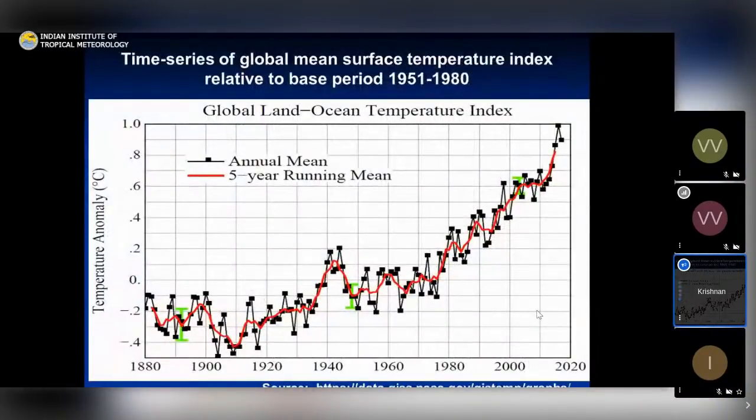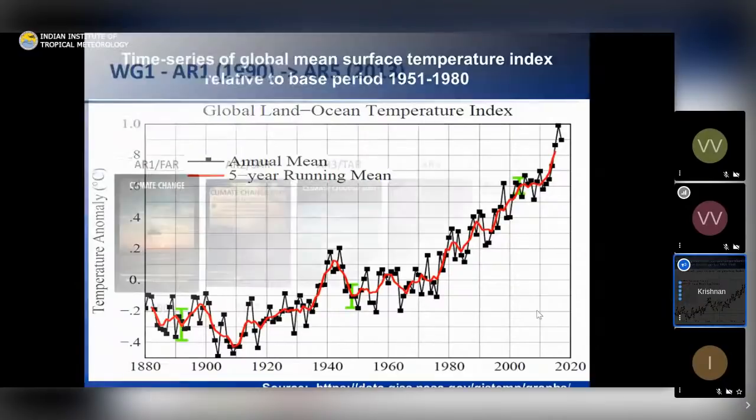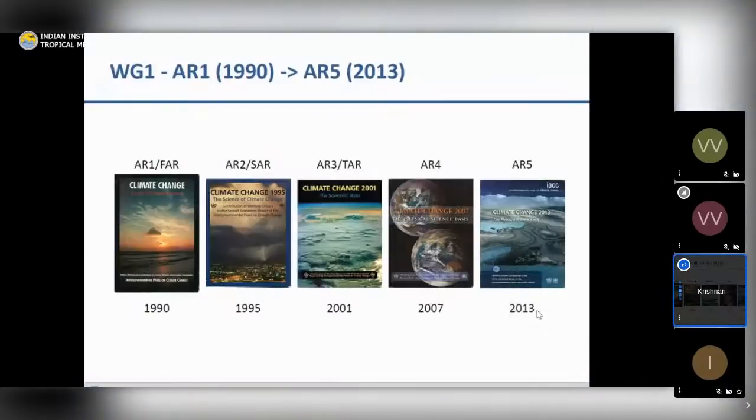This is the index of the global land and ocean temperature going up to 2019. So you can see the rapid increase of the temperatures in the last 40-50 years, in both the land and ocean temperature. And so how can we attribute that the increase in the temperature is because of the increase in the greenhouse gases due to human activities since pre-industrial time, because of more fossil fuel burning and so on? And this is what the IPCC reports have done right from the 90s.